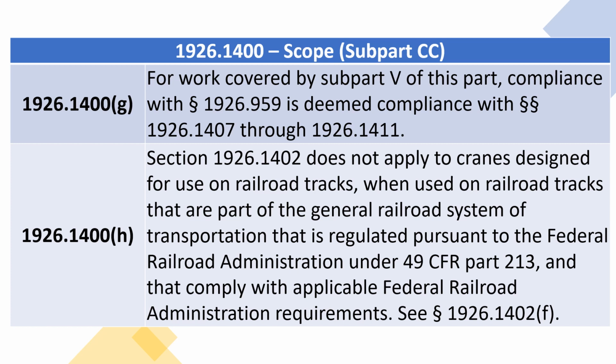1926.1400(h). Section 1926.1402 does not apply to cranes designed for use on railroad tracks when used on railroad tracks that are part of the general railroad system of transportation that is regulated pursuant to the Federal Railroad Administration under 49 CFR Part 213, and that comply with applicable Federal Railroad Administration requirements. See Section 1926.1402(f).